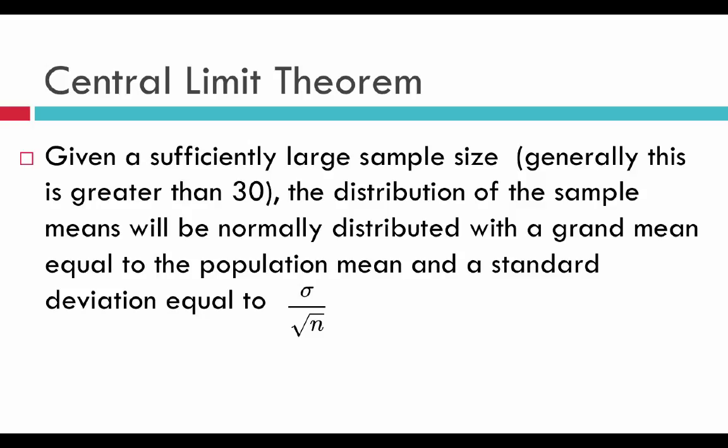statistical theorems. In fact, one of the most important, if not the most important theorem in statistics is called the central limit theorem. And that tells us this. If we were to take a sufficiently large sample size, and generally statisticians and researchers will say this is something greater than 30, we know that the distribution of the sample means will be normally distributed with a grand mean equal to the population mean and a standard deviation equal to the original population standard deviation divided by the square root of n.